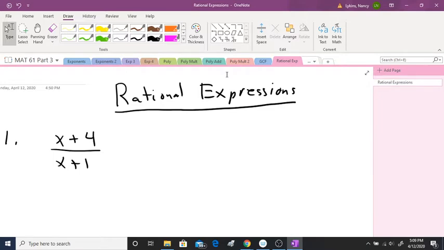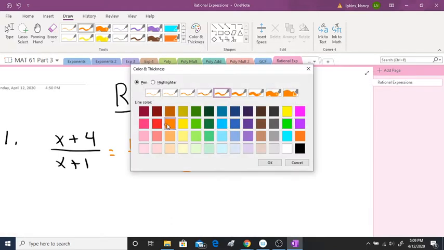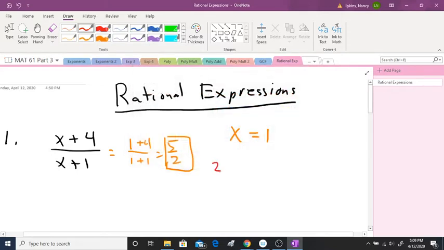So, let's take a look at the first one. I have this rational expression, x plus 4 over x plus 1. Now, what I'm going to do to solve this is, let's just say x equals 1. Well, if I do x equals 1, I'm just replacing 1 for x, I'm saying 1 plus 4 over 1 plus 1, which is 5 over 2. This is my answer, or if you are asked to put it in decimal form, this would be 2.5.